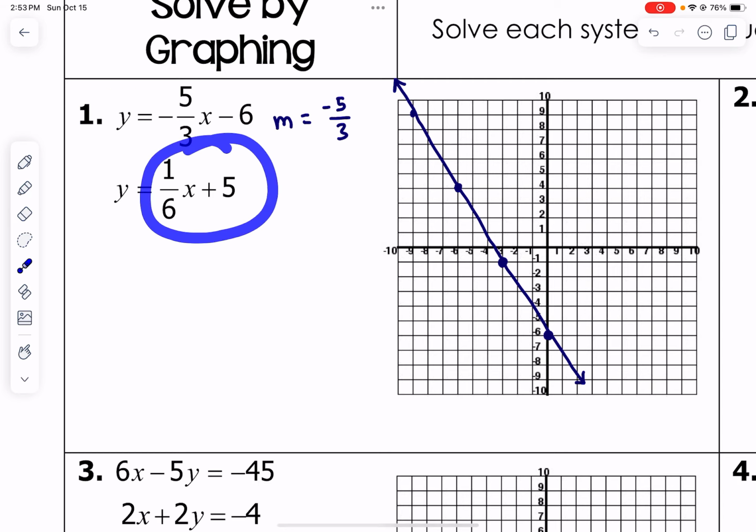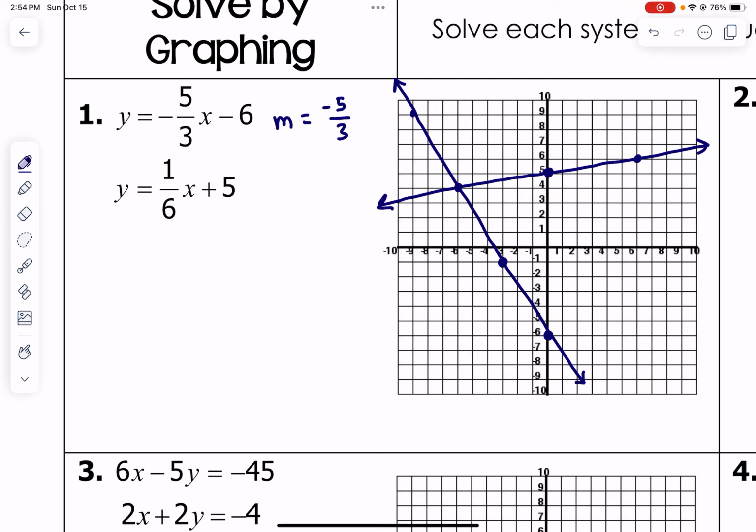Now let's go ahead and graph this other one. So we start off with a y-intercept of 5. We go up 1 and 6 to the right. Okay. And if you wanted to backtrack from this point, we would go down 1 and 6 to the left. 1, 2, 3, 4, 5, 6. And there you go. Your intersection point would actually be right there.